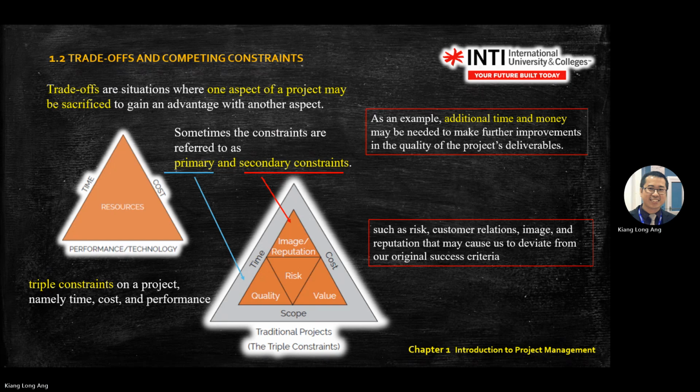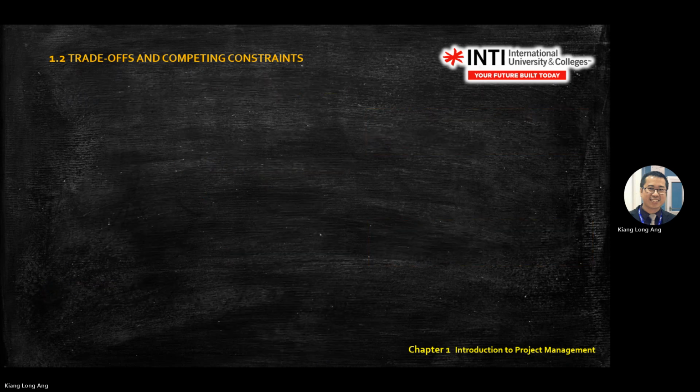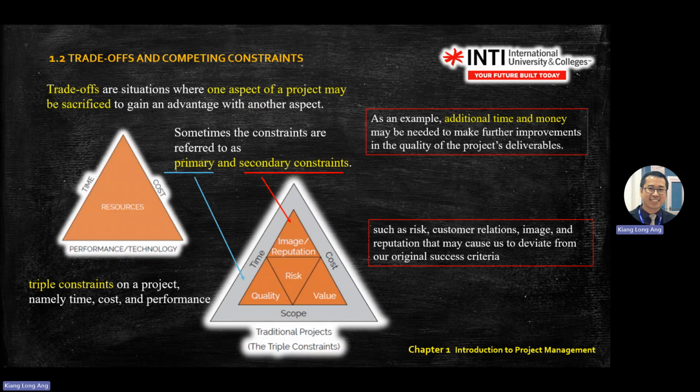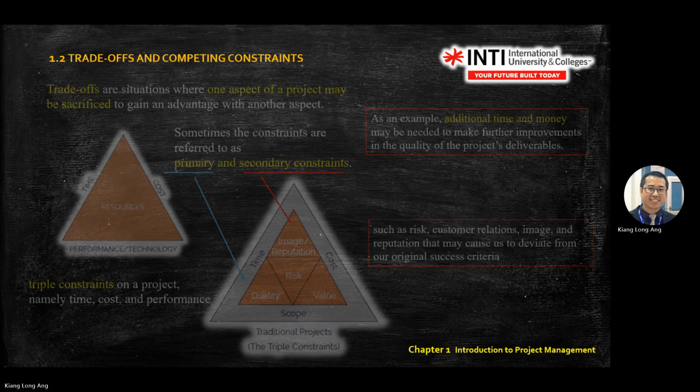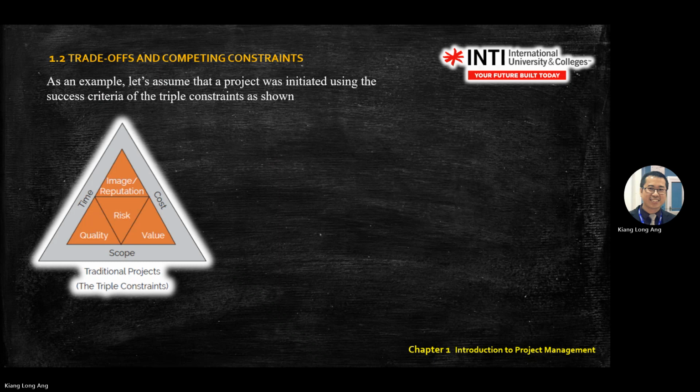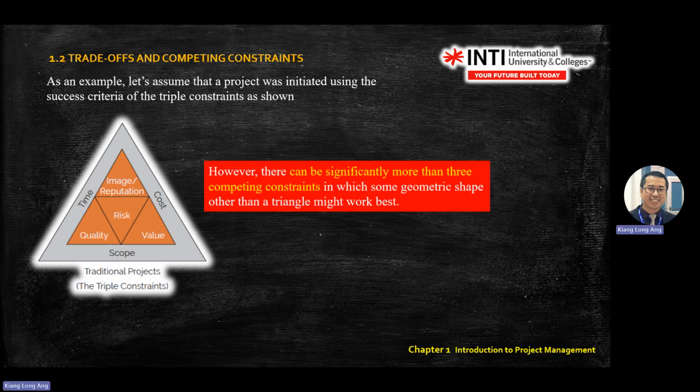Right. So the rest you read. For today, what is important is this diagram. So let's say the company is using this success criteria. You have a primary constraint with time, cost, and scope, and secondary, you have image, reputation, risk, and quality and value.